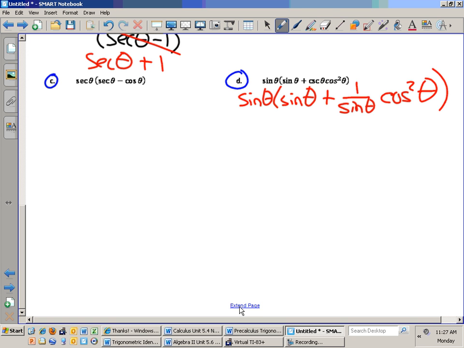What's sine times sine? Sine squared. Plus, what's sine of theta times 1 over sine of theta? 1. So you're left with 1 times cosine squared. Right? I don't need to take sine times cosine squared. That's already multiplied in the 1 over sine. I'll write it out one more time.